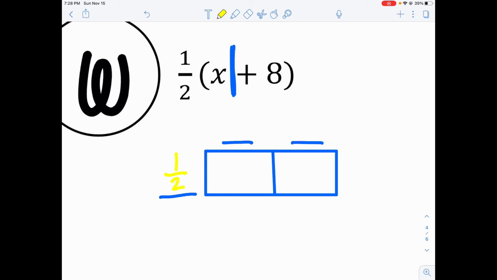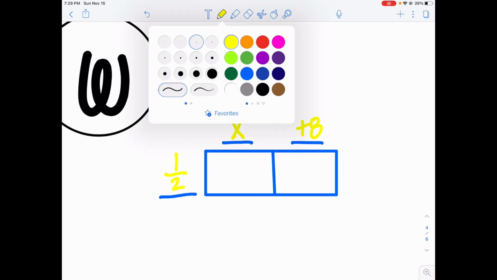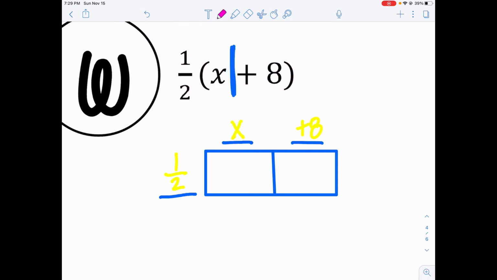X is the first term in my parentheses, so X goes above the first box. Plus 8 is my second term, so positive 8 goes above my second box. Now I'm going to multiply these. Same thing as before, I take the number in front and I multiply it times what's above the first box. 1/2 times X is just 1/2 X.